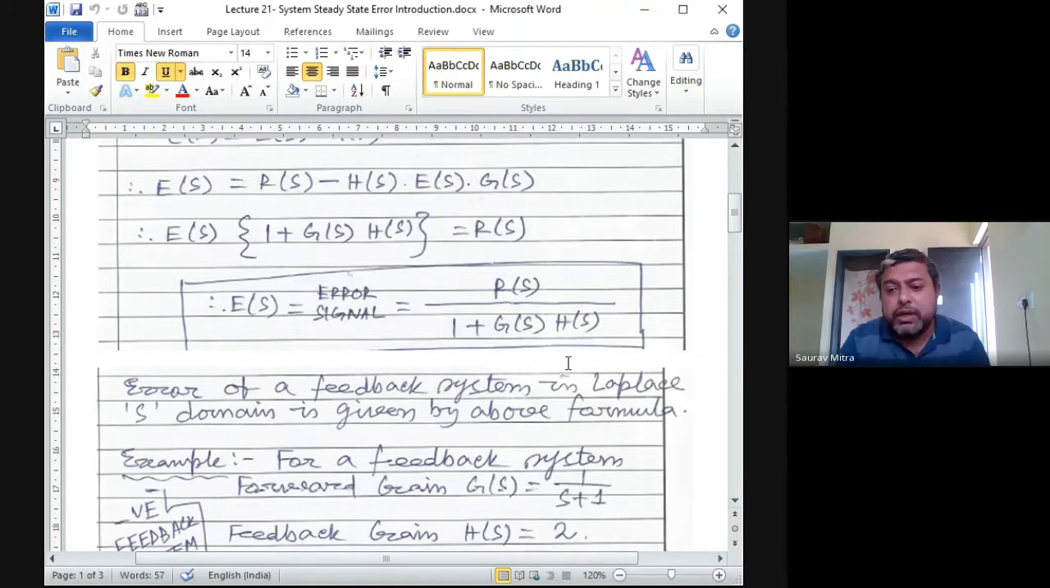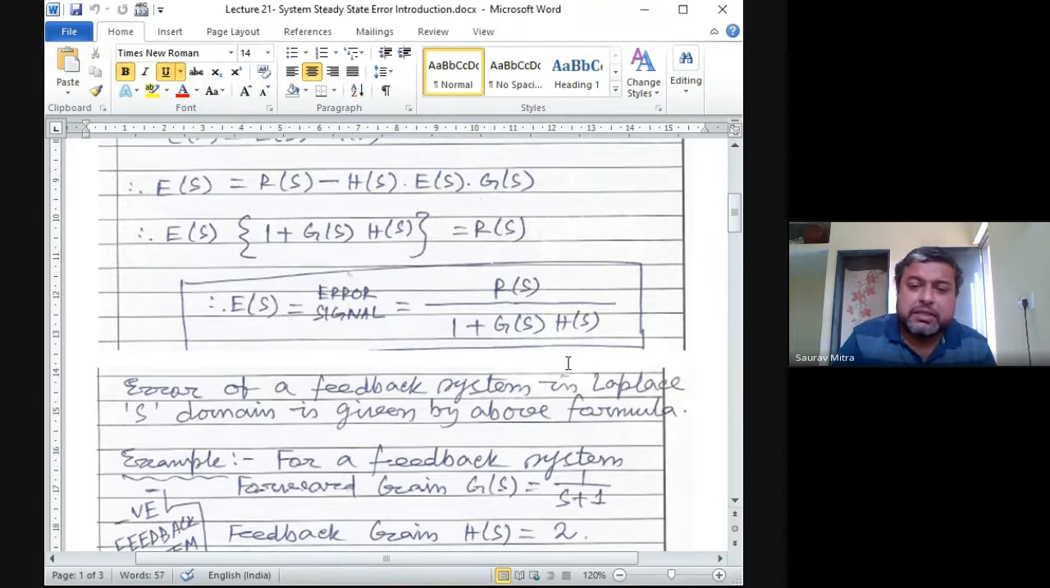And if I ask you what all these things are, E(s) is the error signal, that is R(s) minus C(s), R(s) minus B(s). What is R(s)? R(s) is the command input or set point input, divided by 1 plus G(s)H(s), where G(s) is the forward path gain and H(s) is the feedback gain.